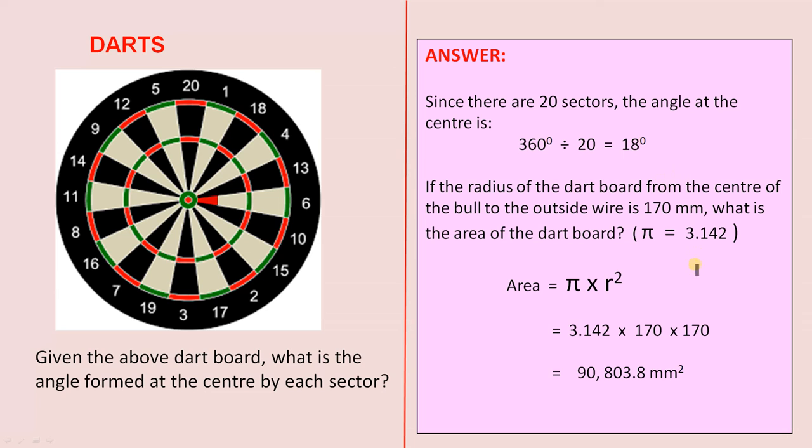Now here's another problem. If the radius of the dartboard from the centre of the bull to the outside wire is 170 millimetres, what is the area of the dartboard? We're allowed to use pi equals 3.142. So the area of the dartboard approximates a circle, and there's the formula for the area of a circle, pi r squared. 3.142 times 170 times 170, which is 90,803.8 square millimetres. And that's the area of the dartboard.